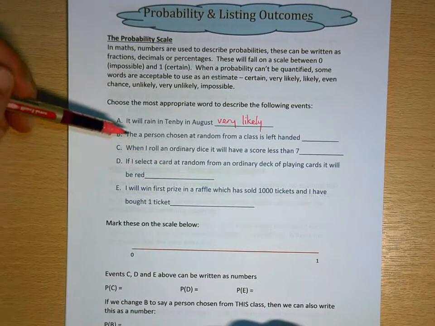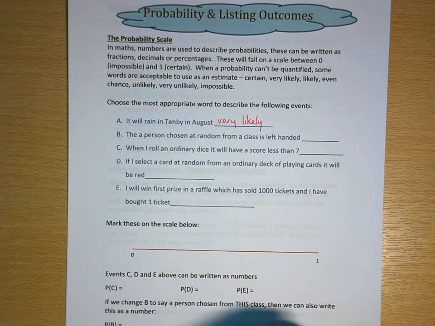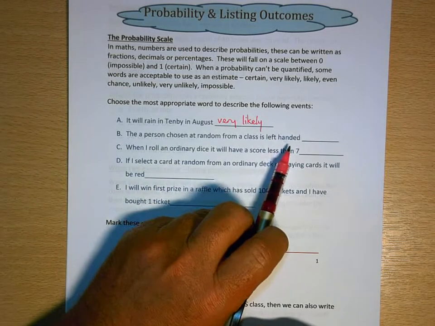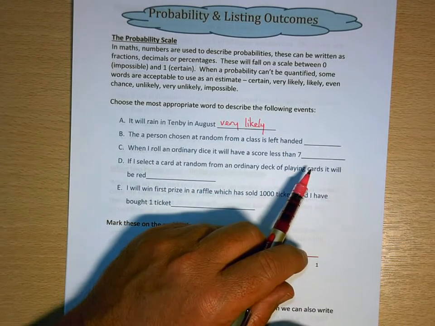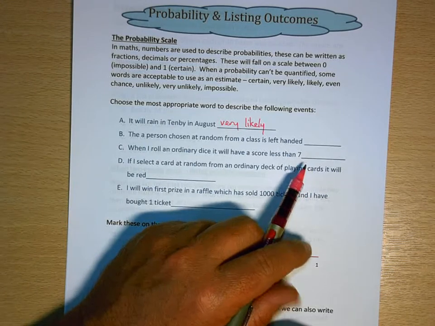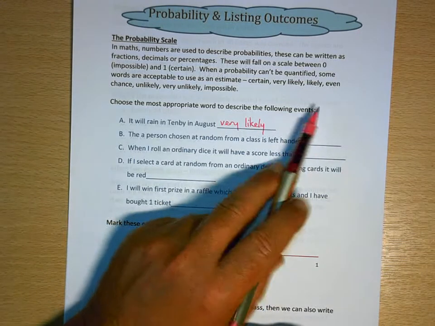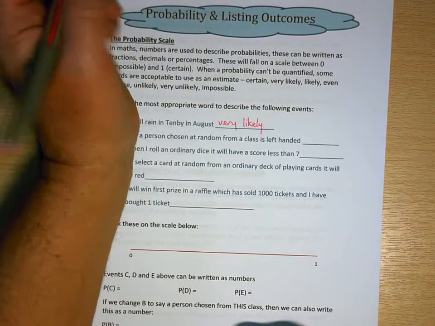B, the probability that a person chosen at random from a class is left-handed. Well, in every given class you will have individuals that are left-handed, but there'll be far more right-handed students than left-handed. So if I was to walk into a classroom in school and just pick one person at random, there's a much greater chance that person would be right-handed than left-handed. So you would probably say unlikely that I would pick that left-handed person.